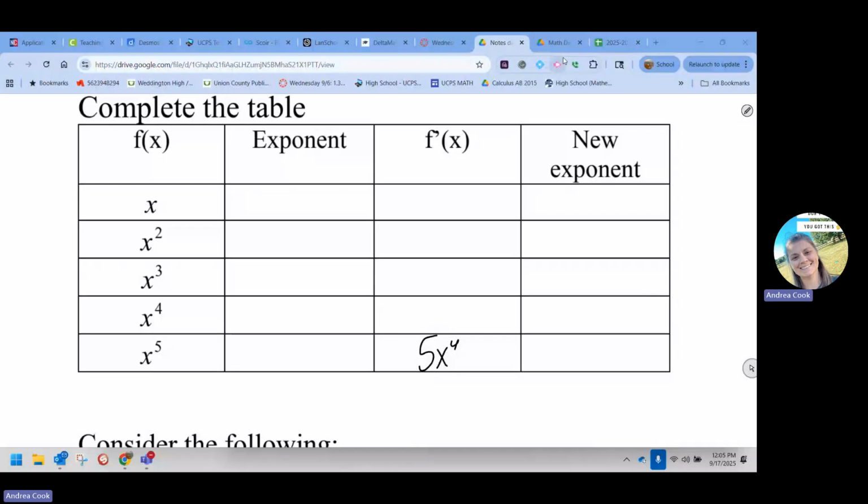Okay, someone that had x to the fourth, what did you guys get? 4x to the third. Thank you. Very good. Okay, who had x cubed? What did you guys get?